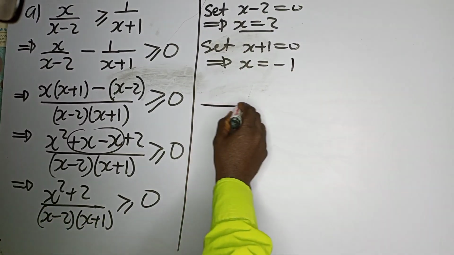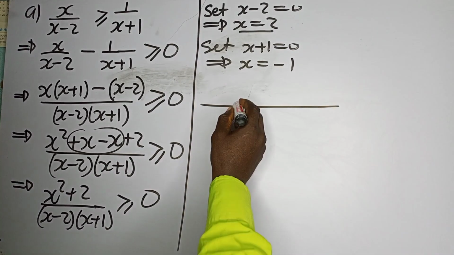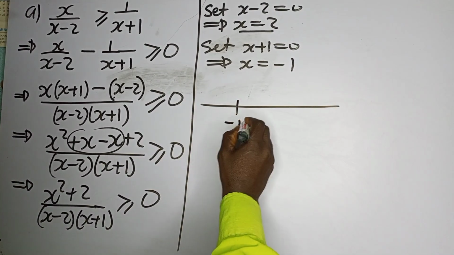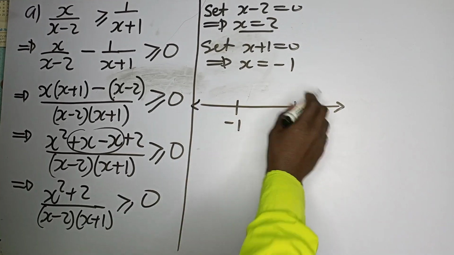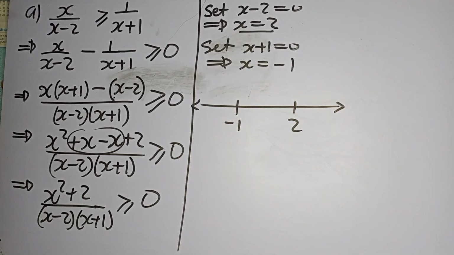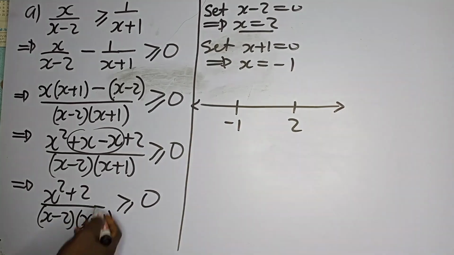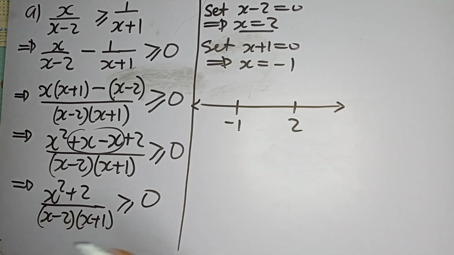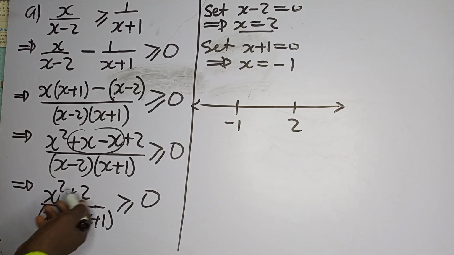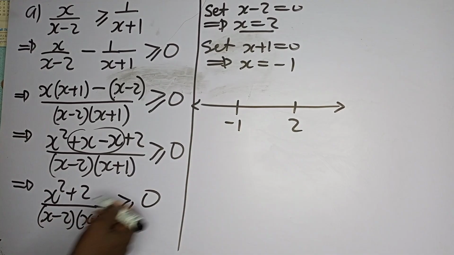Now we go on our number line and we put those values on the number line and we find our solution set. Negative 1 is smaller than 2. So we have three zones to test values from. Let's take a value from here and test in our inequality. This is our inequality. Remember, the numerator has no major role to play here, because for all values of x, that numerator will always be positive. So we'll concentrate on the denominators.